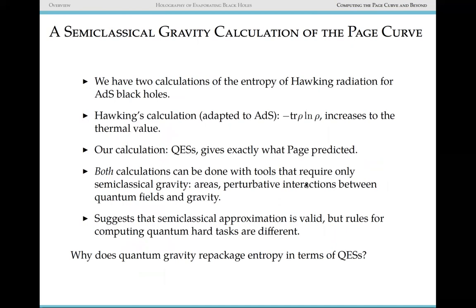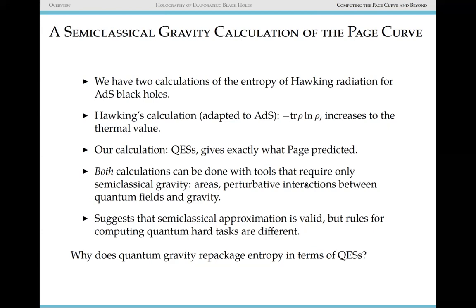The calculation is effectively minus trace rho log rho. I mean, Hawking's calculation is a little bit more general than that, but that is effectively what it is. And this increases to the thermal value, which is where the von Neumann entropy is maximized. Our alternative calculation with quantum extremal surfaces, not minus trace rho log rho, instead gives exactly what Page predicted, which is a decreasing entropy after the Page time, rather than entropy that just plateaus at the thermal value.